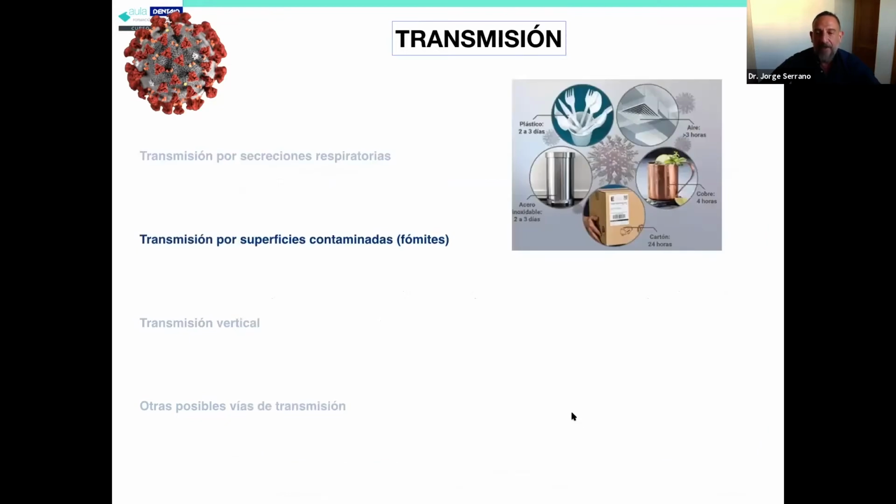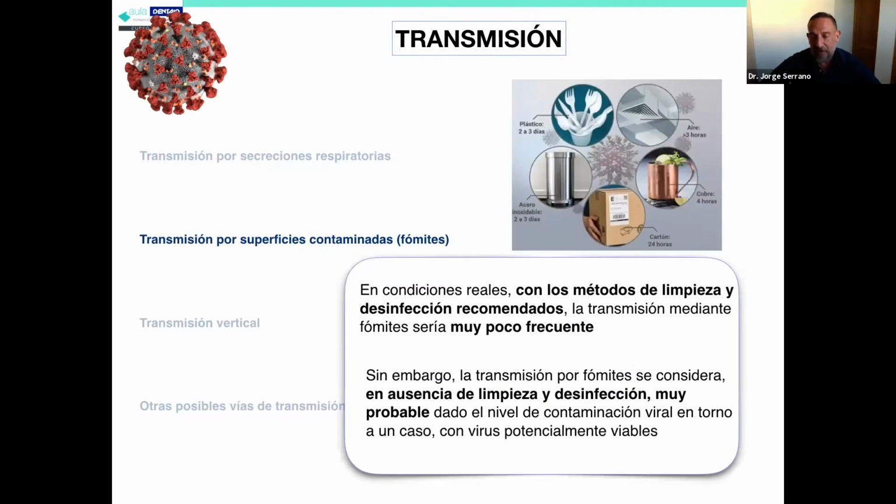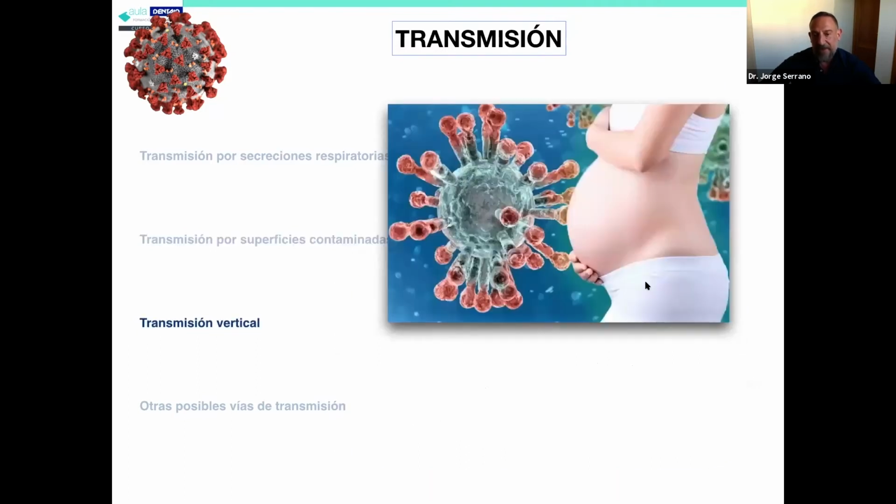Another possible way of transmission is through direct contact. For example, it has been proven that the virus is active on stainless steel 2 to 3 days, on plastic 2 to 3 days, copper 4 hours, and on paper 24 hours. If we do not disinfect, it has been seen that it's a possible way of transmission, but with the recommended cleaning and disinfection measures, it's a very unlikely way of transmission.